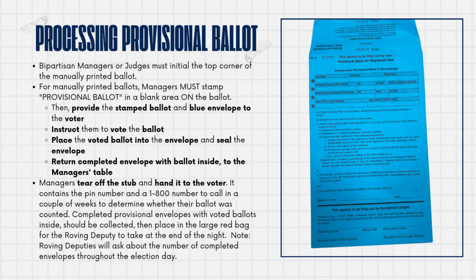Then, stamp it clearly: Provisional ballot. Give the voter the stamped ballot and envelope. Have them vote, seal the envelope, and return it to the manager's table. Tear off the stub. It has a PIN and 1-800 number so they can check their ballot status later. Finally, place all completed provisional envelopes in the large red bag for the roving deputy. They'll collect them at the end of the night and will check in throughout the day for updates.